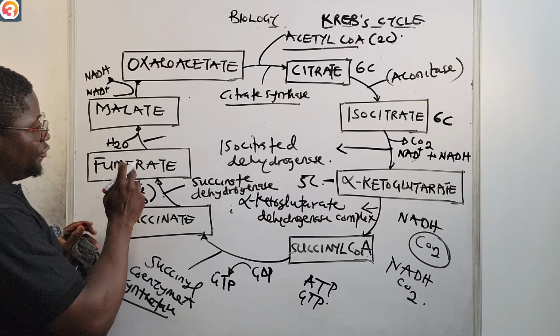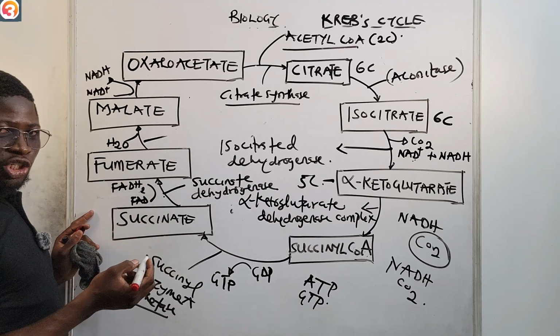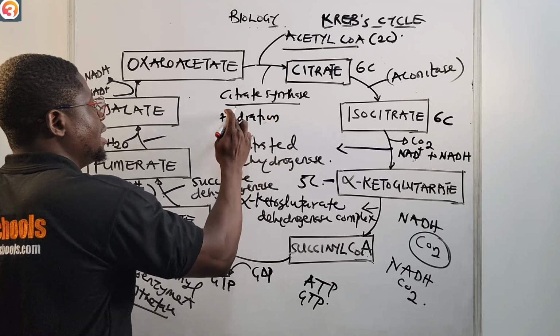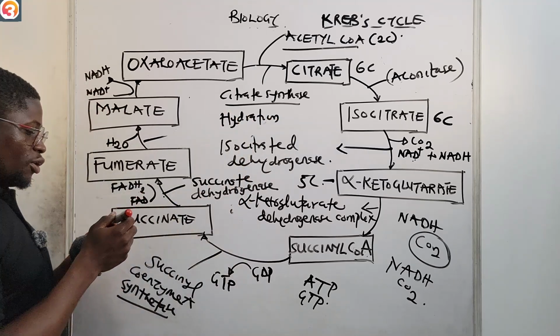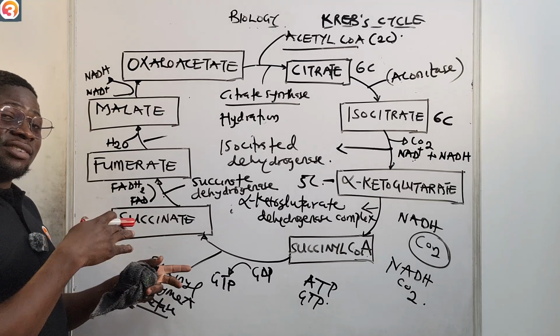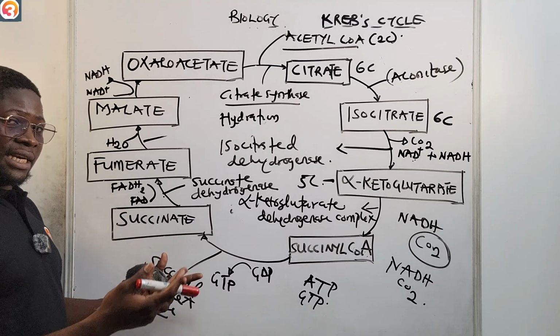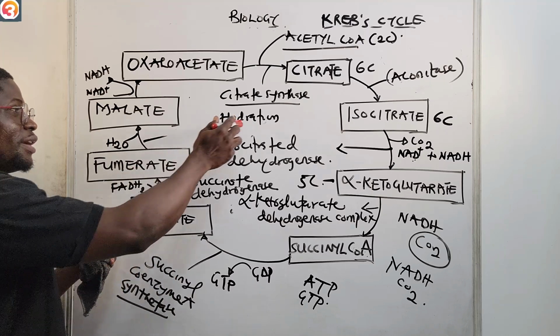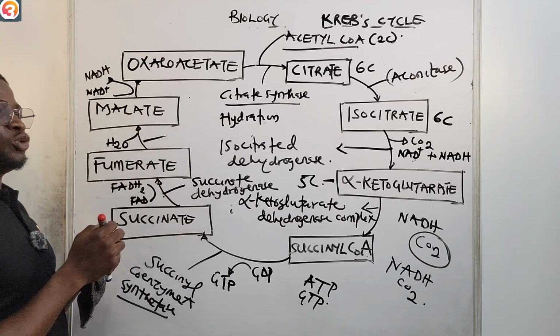To malate. And fumarate, through the process of what? Of hydration. Hydration is what? Hydration is the addition of water. It's not dehydration; dehydration is removal. So through the addition of water, fumarate is converted to what? To malate.